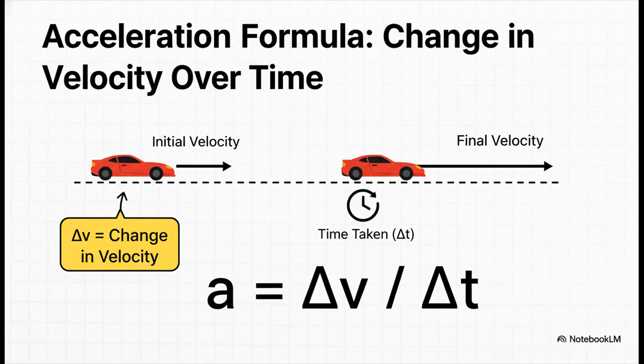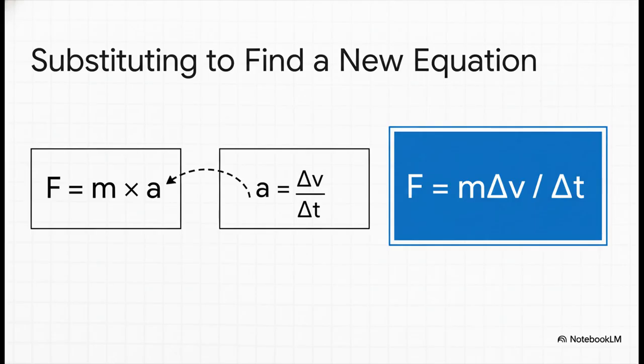And the second piece of our puzzle is the definition of acceleration itself. Remember, acceleration is just the change in velocity, that's what the little triangle delta means, divided by the change in time. All right, now for the really clever part. We can take that definition of acceleration, the a, and just substitute it straight into Newton's second law. And when we do that, we get this new equation. Force equals mass times the change in velocity, all divided by the time taken.